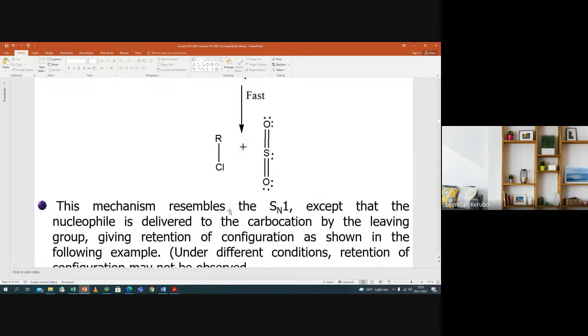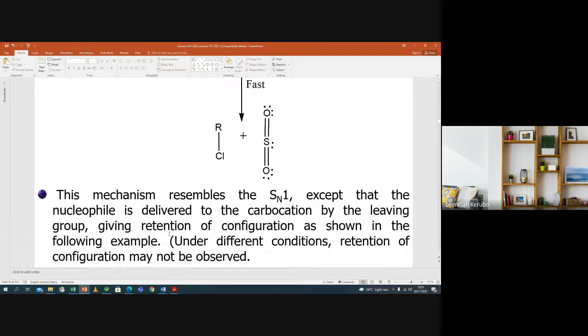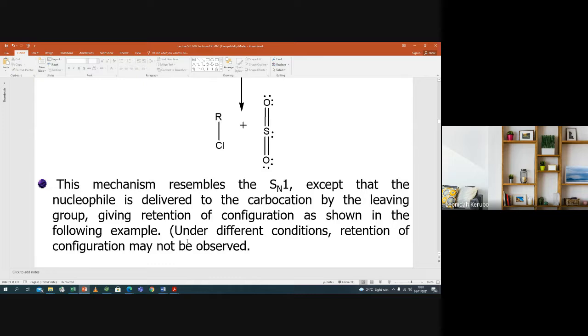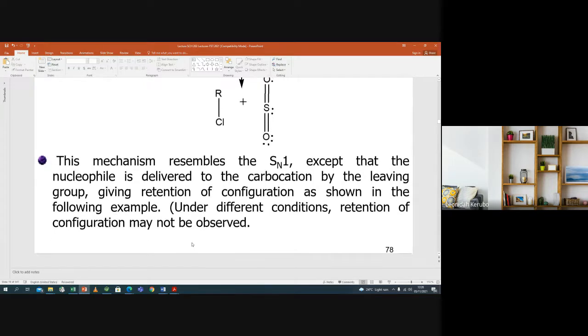So this mechanism resembles the SN1, except that the nucleophile is delivered to the carbocation by the leaving group. In SN1, of course, that doesn't happen. Usually the nucleophile is not delivered to the carbocation. But in this case, it deviates a bit from SN1, though other properties of SN1 are the ones this reaction entails. In this particular one, the nucleophile is delivered to the carbocation by the leaving group, giving retention of configuration. So another property of this particular reaction is that there is retention of configuration from the substrate to the product, as shown in the following example. But under different conditions, retention of configuration may not be observed. So it's not always the case.